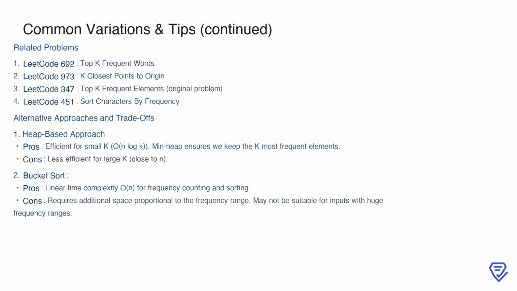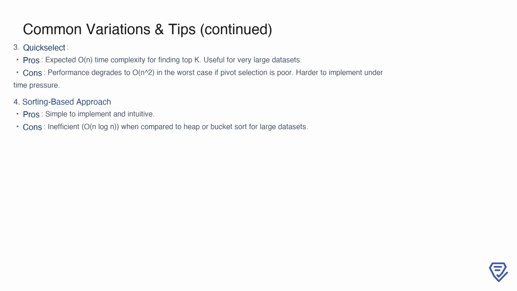Now, in terms of alternative approaches to solving these problems, the heap-based method is a strong option. It's particularly efficient when k is small, as it operates in n log k time. The min-heap ensures that you always retain the top k most frequent elements. However, it becomes less efficient as k approaches n. In contrast, bucket sort offers a linear time complexity of n for frequency counting and sorting, which makes it an excellent choice for large datasets. That said, it does require additional space proportional to the frequency range, and for inputs with extremely large ranges, this can become a limitation. Another approach worth mentioning is quick select.